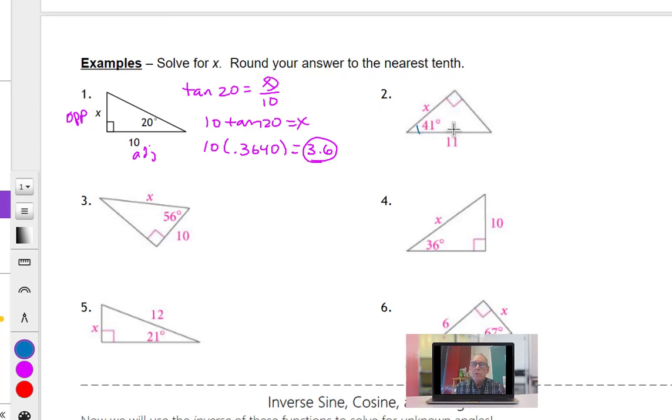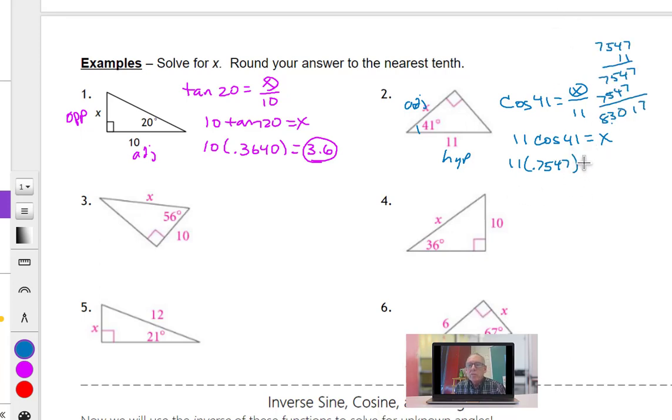41 is our reference angle, 11 is the hypotenuse, and x is the adjacent side. So we have adjacent with hypotenuse, that's going to be cosine. So cosine 41 equals the adjacent side, which is x, over the hypotenuse, which is 11. Solving for x, multiply both sides by 11. 11 cosine 41 is equal to x. And using the table for cosine of 41, multiplying it out and rounding off to one decimal place, we get 8.3.